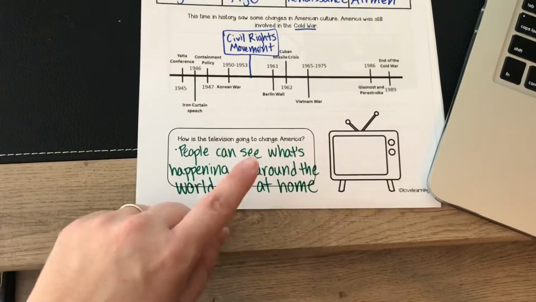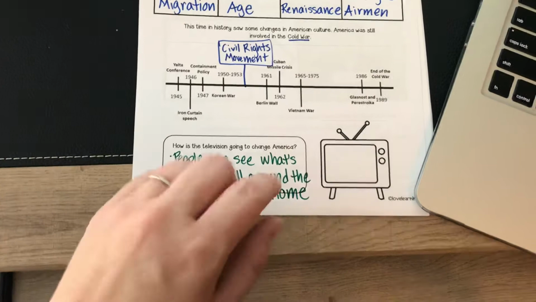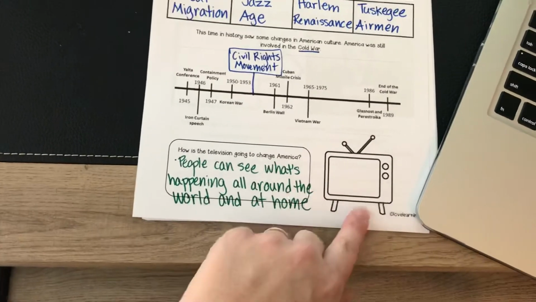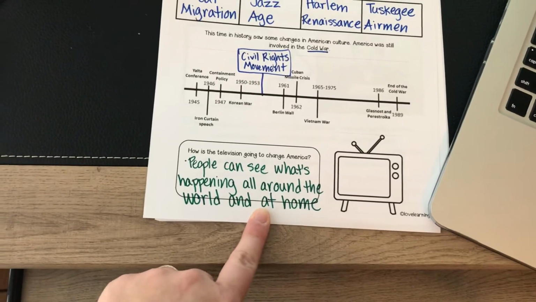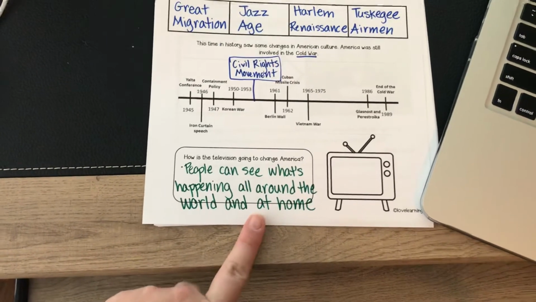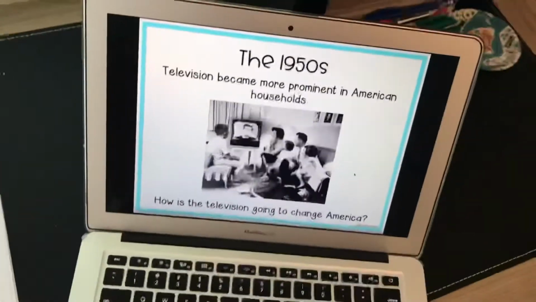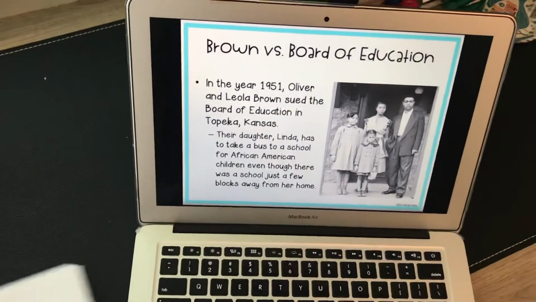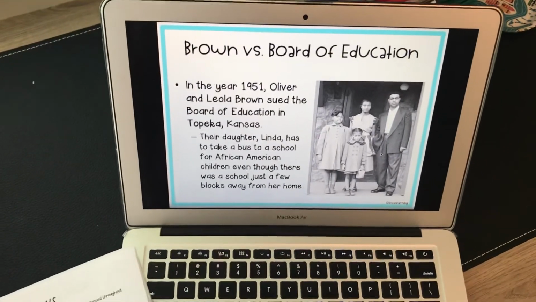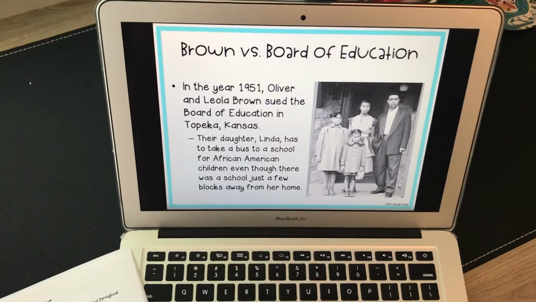So they would see the segregation happening. If it wasn't in their town, in their home, in their neighborhood, they could see it around the United States and see, oh man, that's how other people have to live. We don't like that, let's change something. So it begins to change people's minds. Okay, so here was an example of how segregation began to break down, especially within schools.